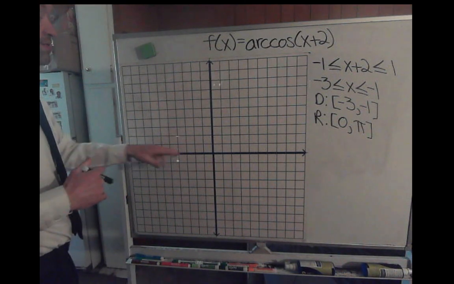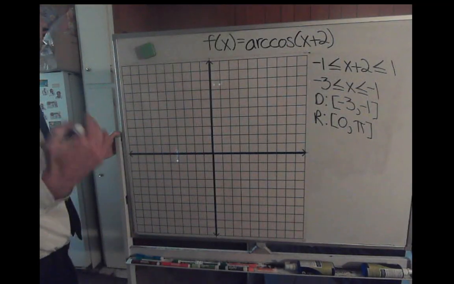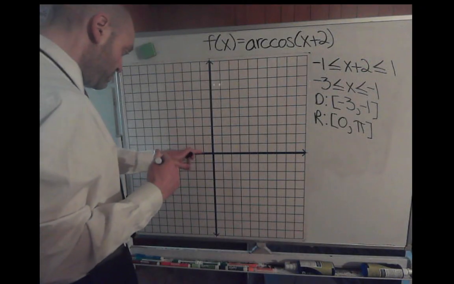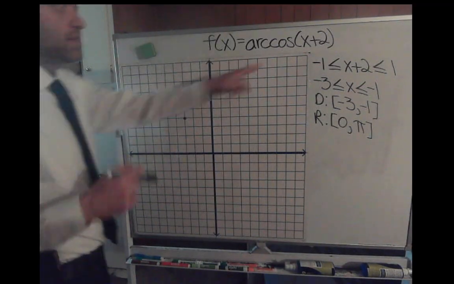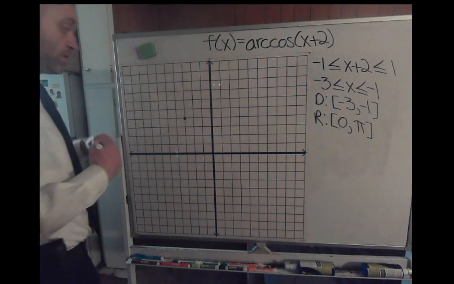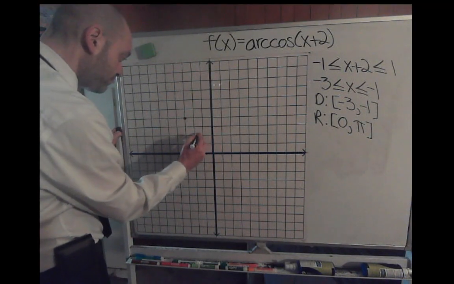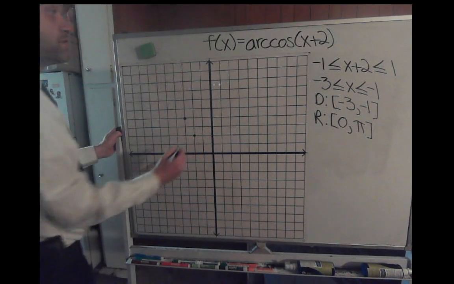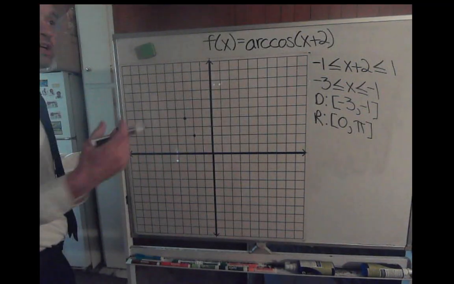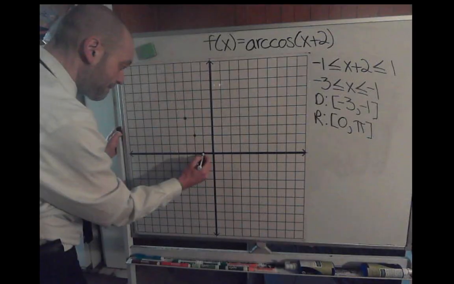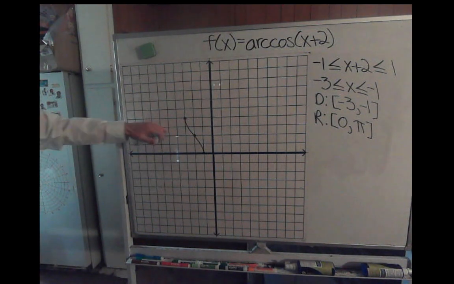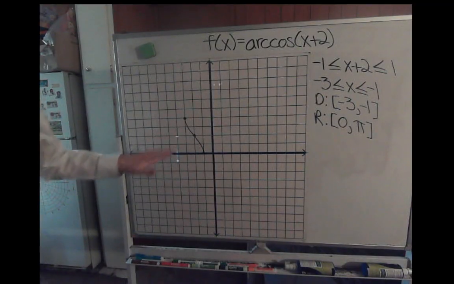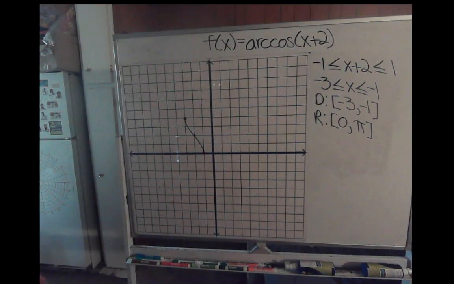So let's put in -3 for x. That would give you the arc cosine of -1, which is pi. So here's the pi. If I put in -2, that's going to give me the arc cosine of 0, which would be pi over 2. Then if I put in -1, that would give me the arc cosine of 1, which would be 0. So there's the graph of my arc cosine function shifted to the left 2 units. I've got about 2 more, then we're done.